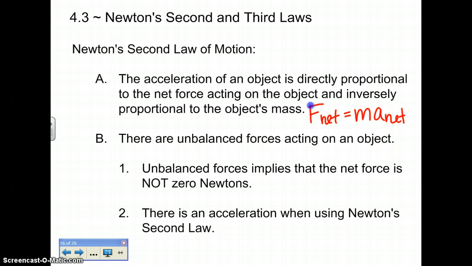All right, so if you have unbalanced forces, that means that you're either speeding up or slowing down. Therefore, your acceleration would be some value. Therefore, your F net would be some value. All right, moving right along, guys.